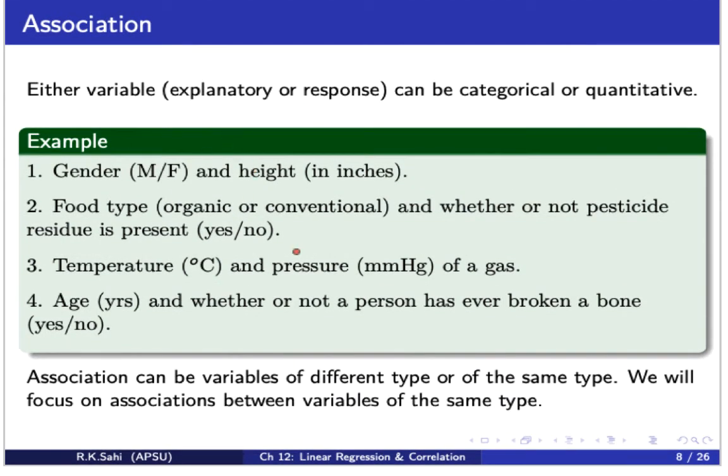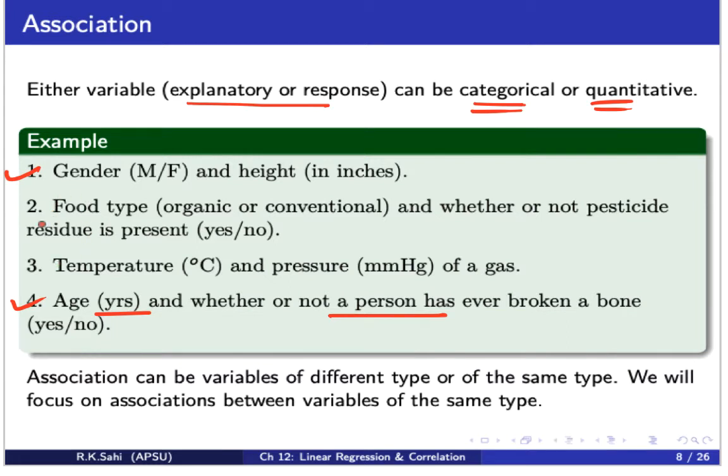Now, in these examples, the variables can be explanatory or response. They can be either categorical or quantitative. They can go either way. For example, gender, male or female, and height. Clearly one of the variables is categorical, and height is the quantitative variable. Similarly, the age in years and whether or not a person has ever broken a bone, yes or no. So numbers 1 and 4 are associations between two different types.